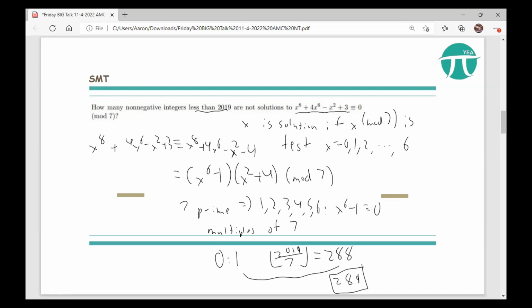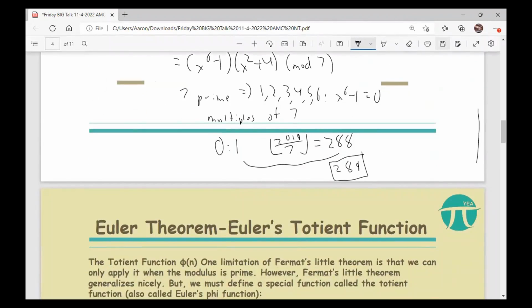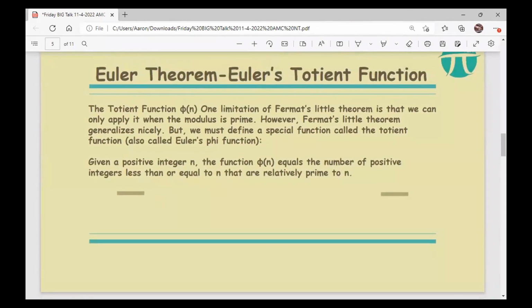So does anyone have any questions regarding this problem? And in the meantime, I guess there are none.